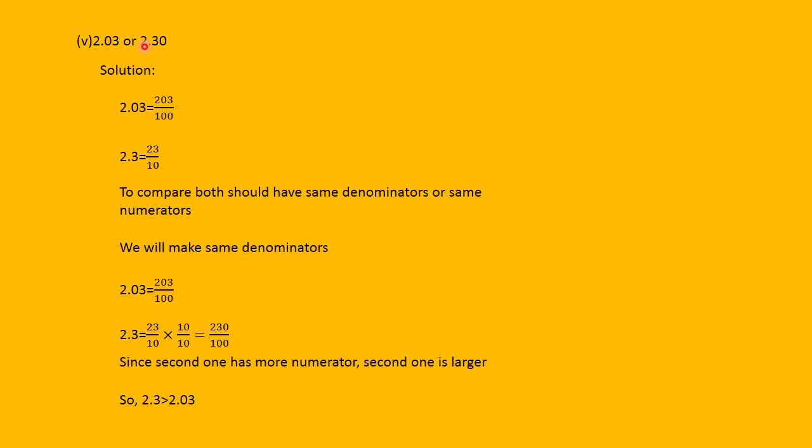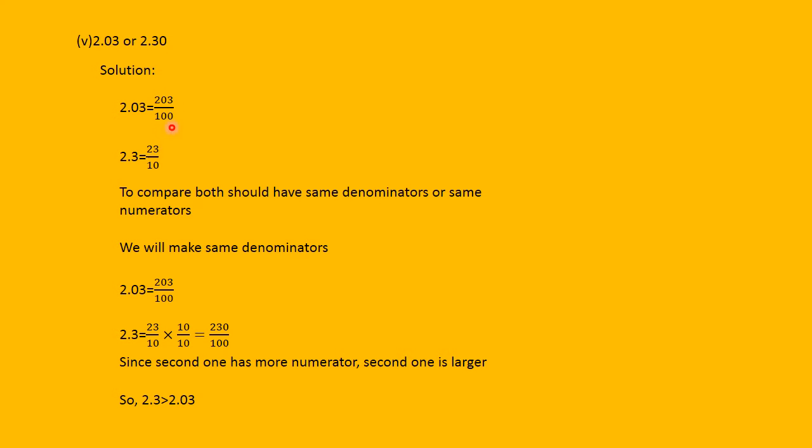Now similarly 2.30. After decimal, if the last digit is 0, it is not countable. So 2.30 is same as 2.3. After decimal we have only one place, so you can write it as 23 upon 10. So it is 23 by 10 and this is 203 by 100.